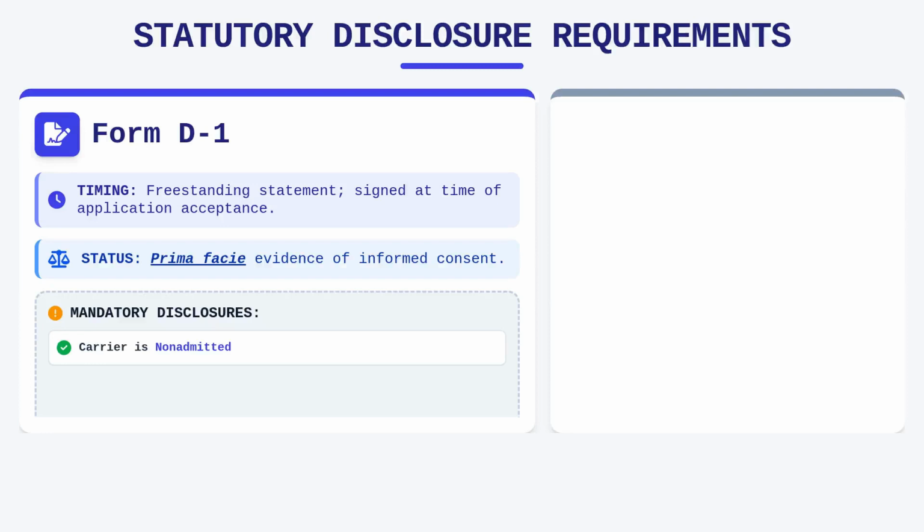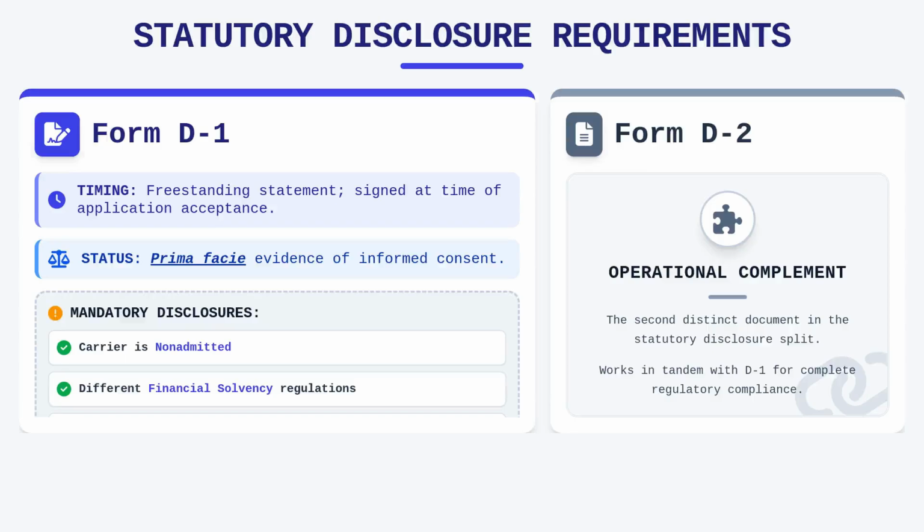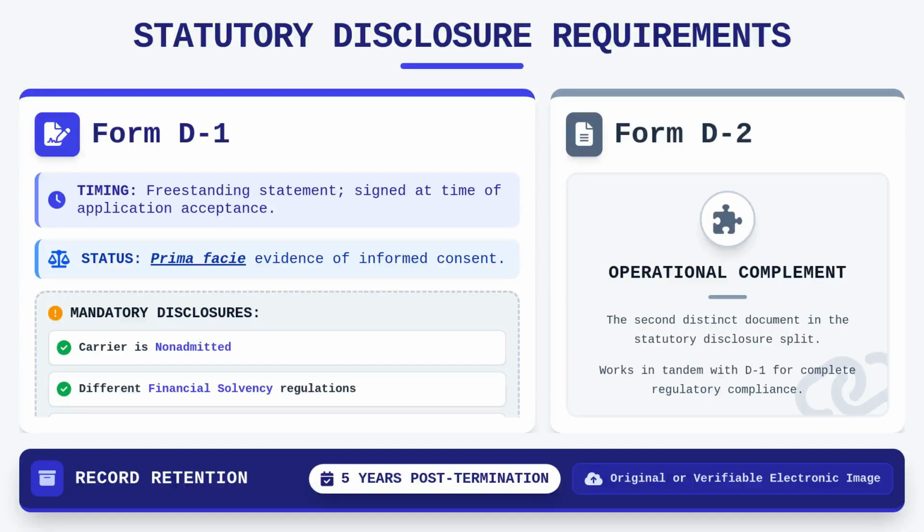You must use the exact wording prescribed by the statute, which informs the applicant that the company is non-admitted, is not subject to the same financial solvency regulations as admitted carriers, and does not participate in state guarantee funds. This signed document acts as prima facie evidence of the applicant's informed consent. You are required by law to maintain the original signed document, or a verifiable electronic image of it, in your records for at least 5 years following the termination or expiration of the policy.